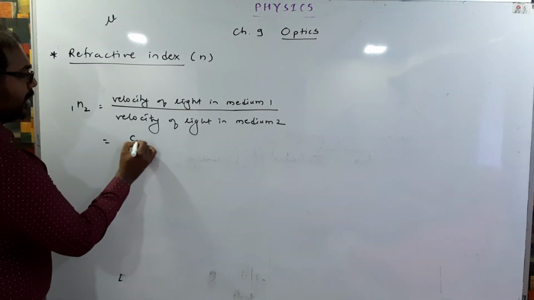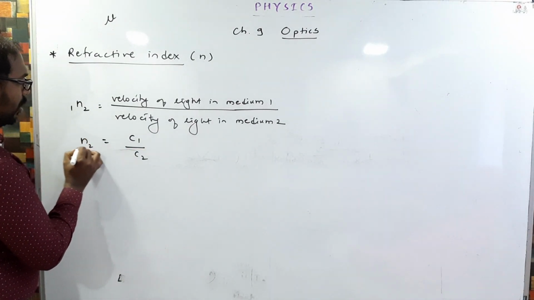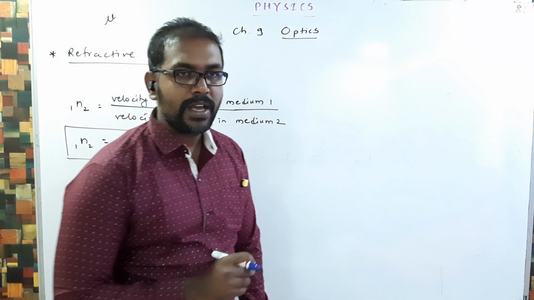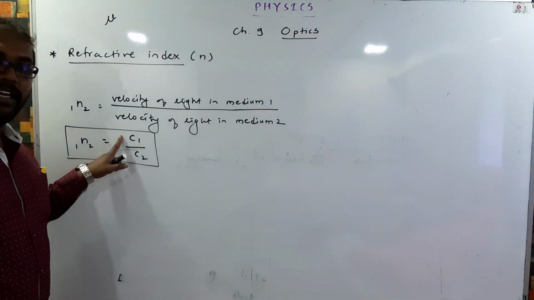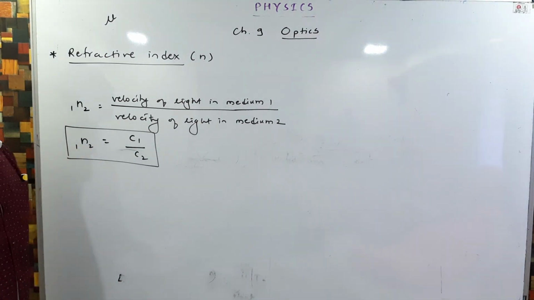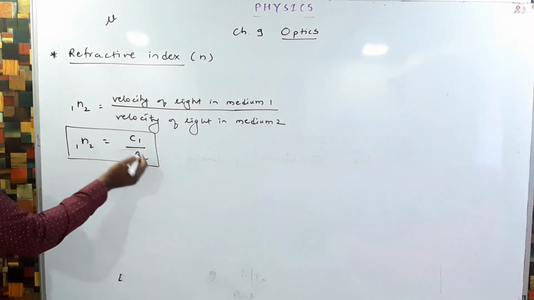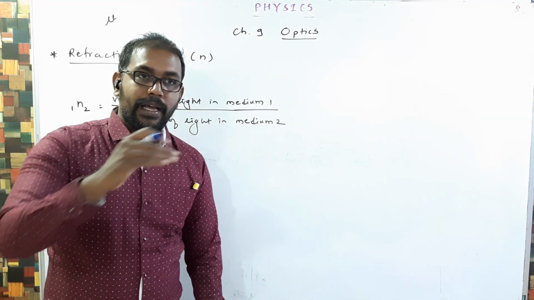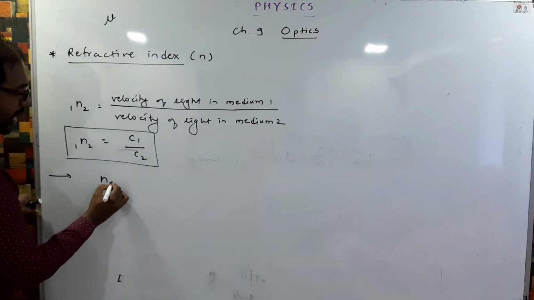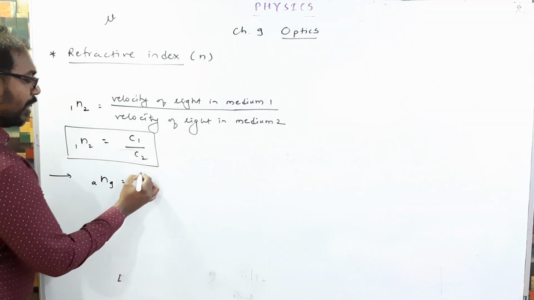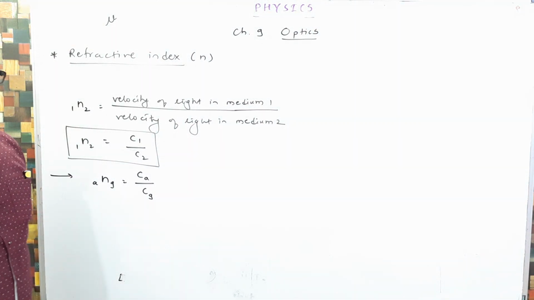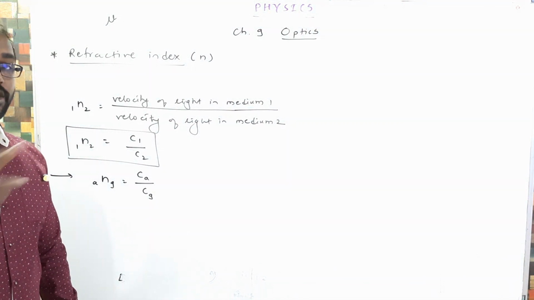So I can use symbolically C1 divided by C2, or I can use V also for the velocity, but here for the velocity of light I use C. So this formula we get, velocity of light in medium 1 divided by velocity of light in medium 2 is the refractive index of medium 2 with respect to medium 1. Now with the same formula, when light is entering from air to glass, we can write refractive index of glass with respect to air is velocity of light in air divided by velocity of light in glass.